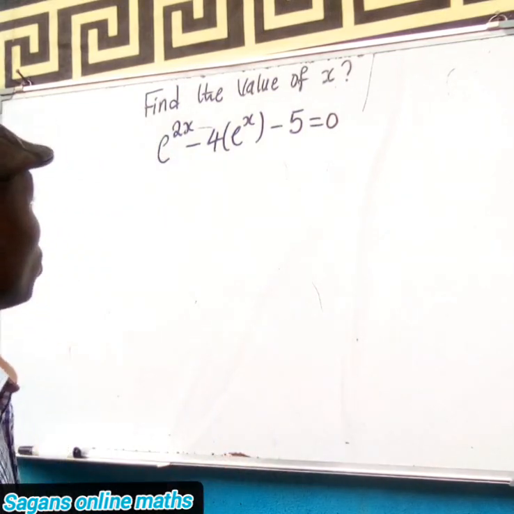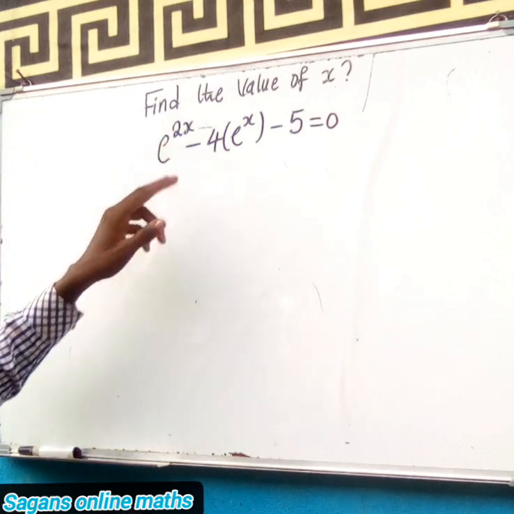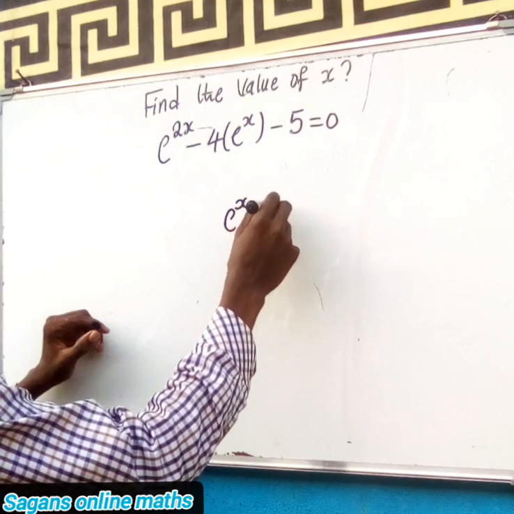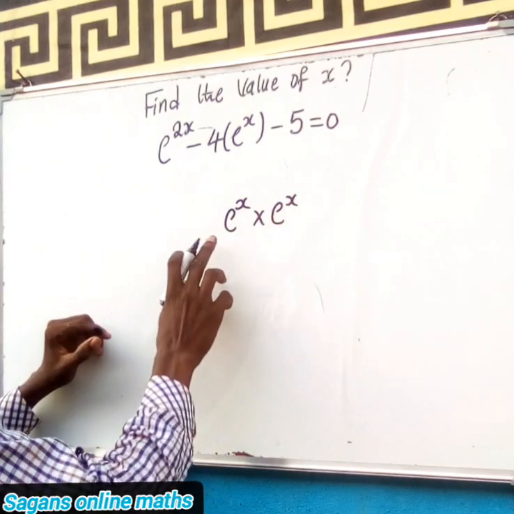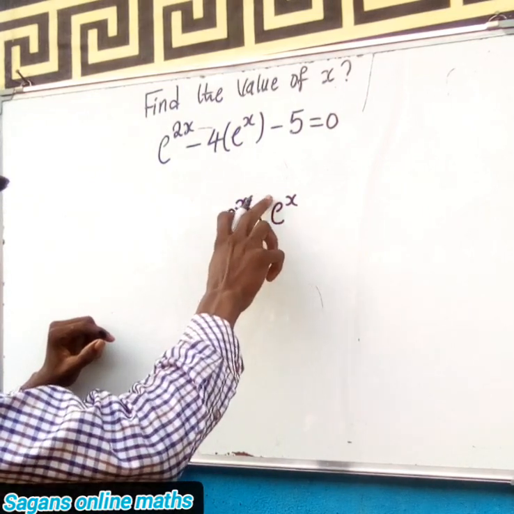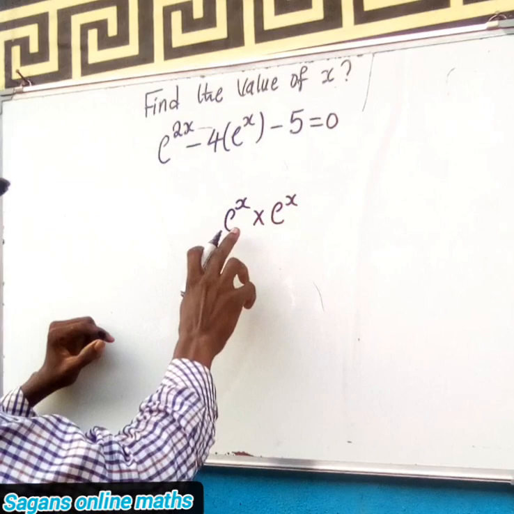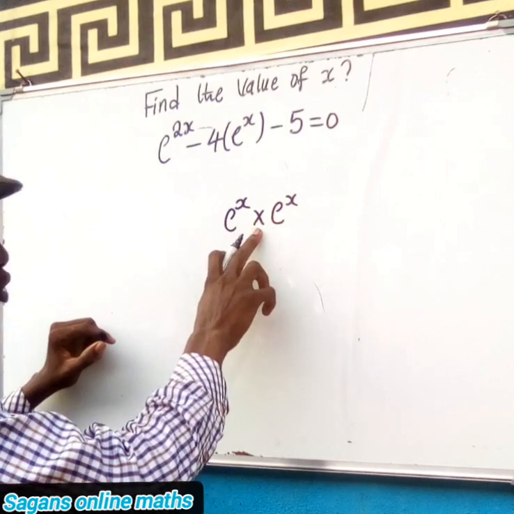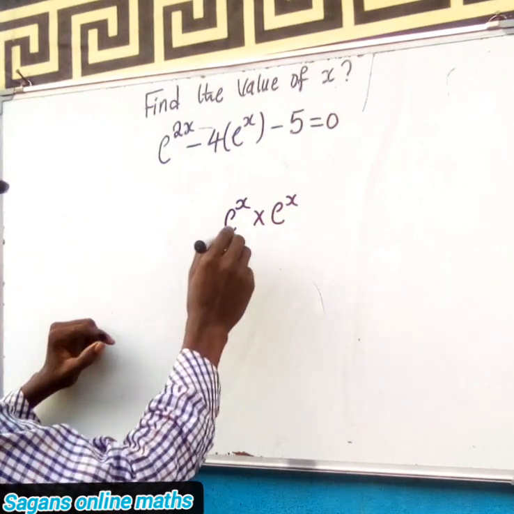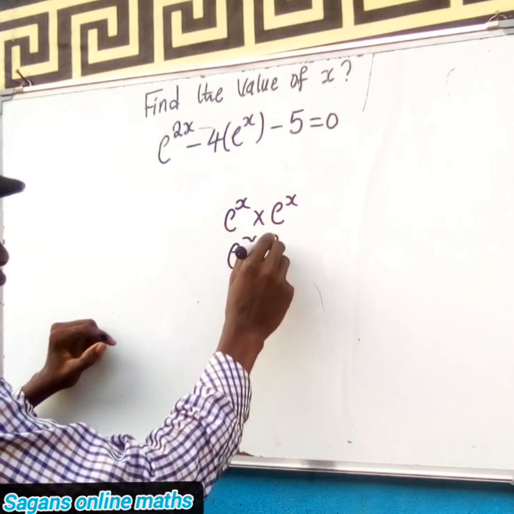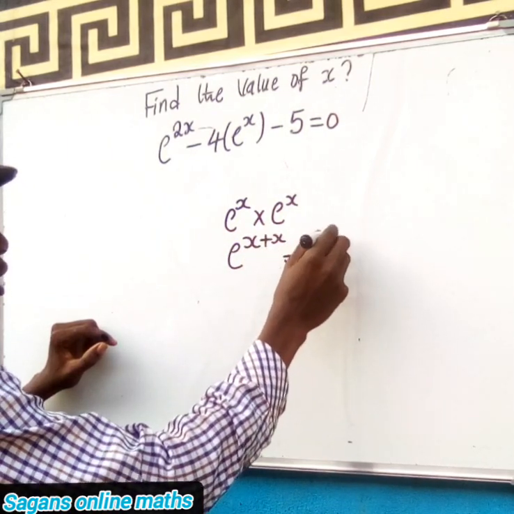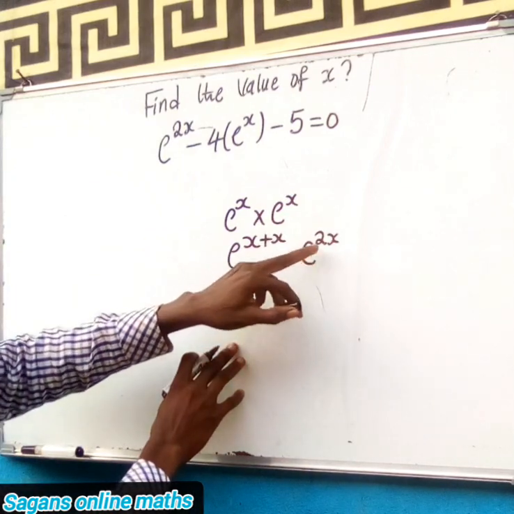Now, what are we going to do? By one of the laws of indices, if I have e to the power of x multiplied by e to the power of x, the law says that when the bases are the same, e is the base and x is the index, and the relationship between them is multiplication, so we take a single base and add the indices. x plus x is 2x, so we get e to the power of 2x.